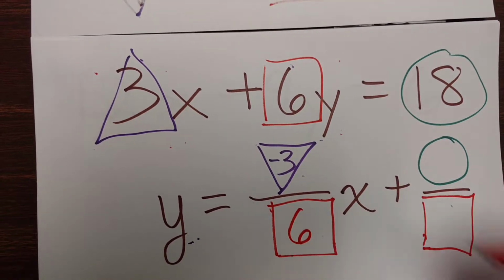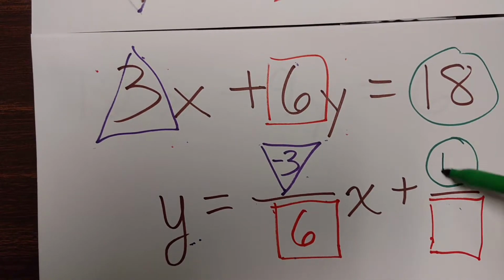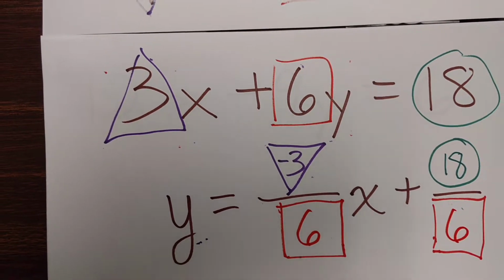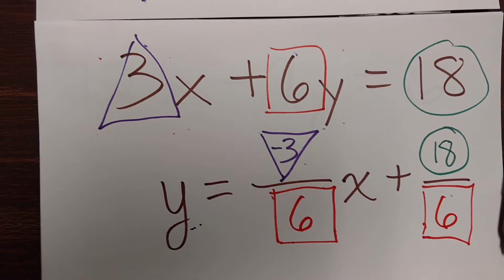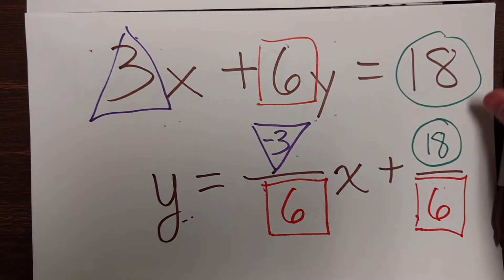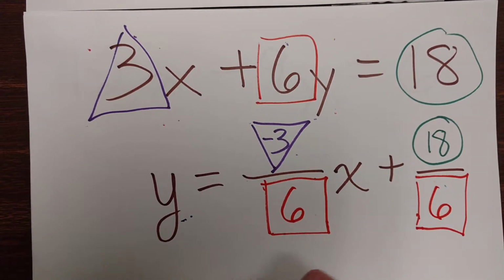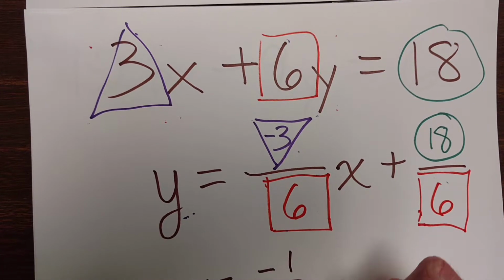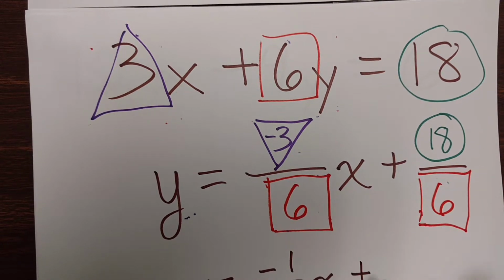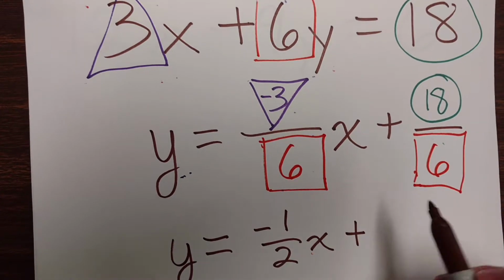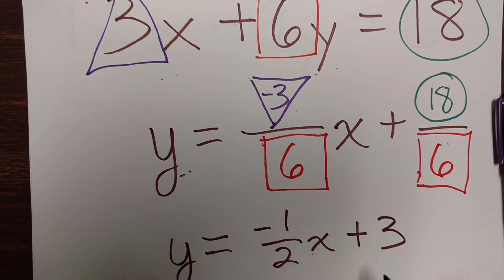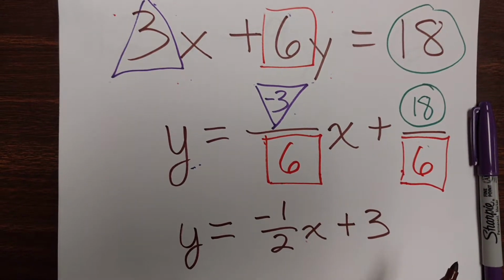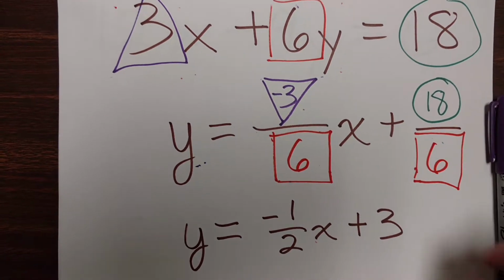And then we have 6. Over here we have 18 and 6. And all that's left to do now is to reduce these fractions and simplify this as much as possible. And I'll end up with y equals negative 3 divided by 6 is negative a half x, plus 18 divided by 6 is 3. So there we have it. Y equals negative a half x plus 3. Now that is slope-intercept form.